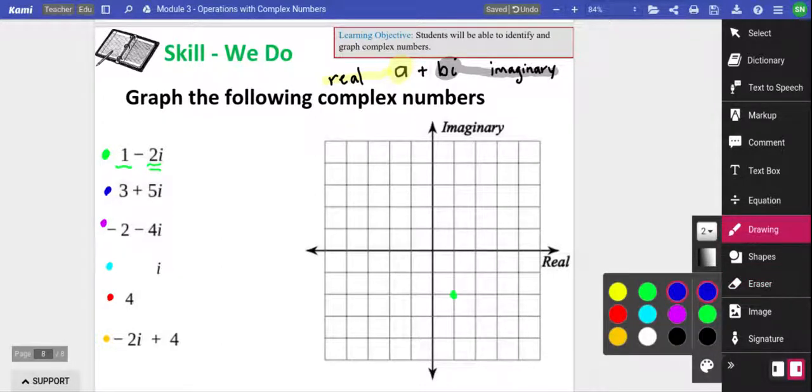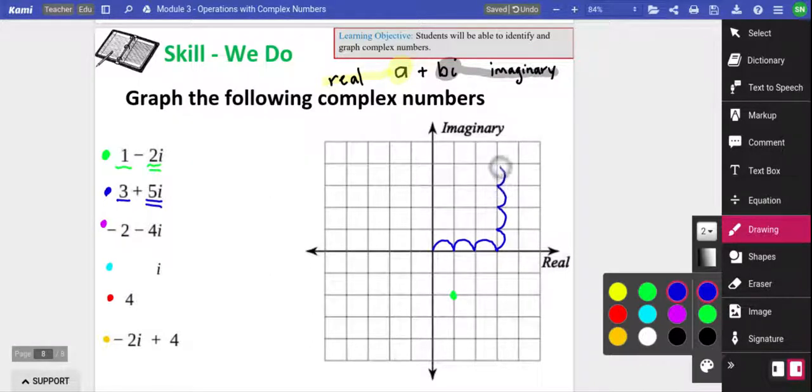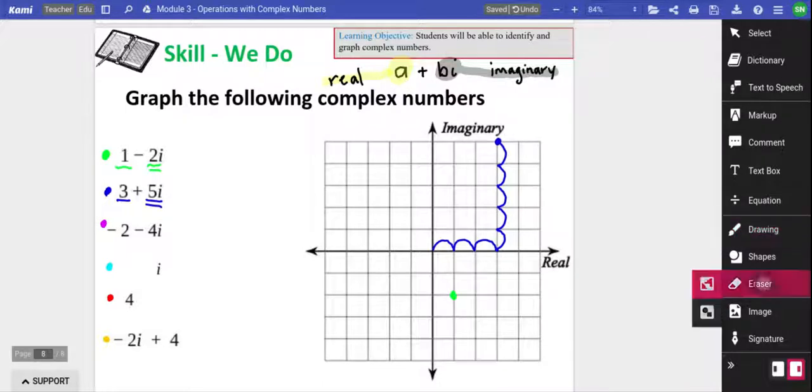Next point, we have 3 plus 5i. So 3 is the real. I will be moving 3. 1, 2, 3. Then I have to take care of the imaginary part, which is a +5. I will be moving 5 up. 1, 2, 3, 4, 5. And this is the second point.